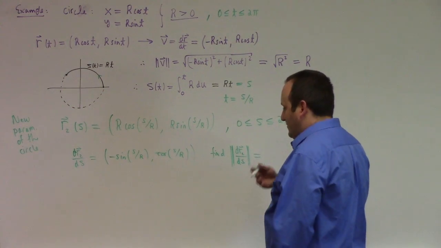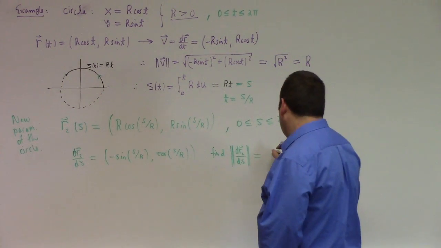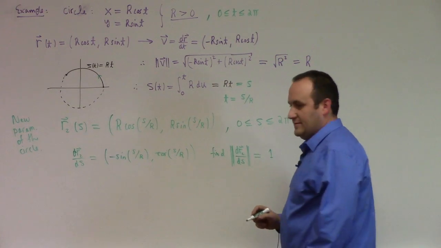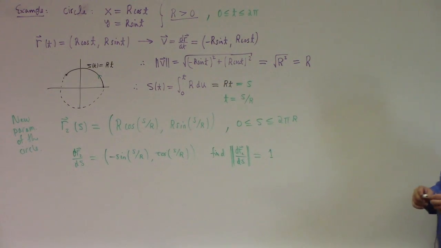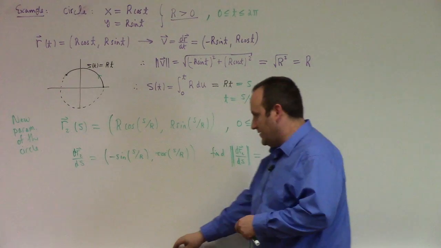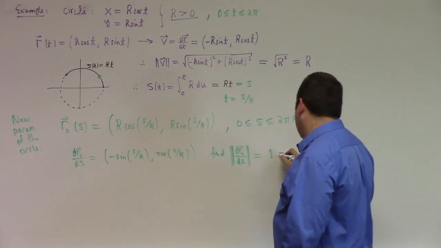It's the square root of sine squared plus cosine squared, right? Which is 1. Does that make sense? I think it does. Let me show you why. So this is also supposed to be what? ds dt, right?